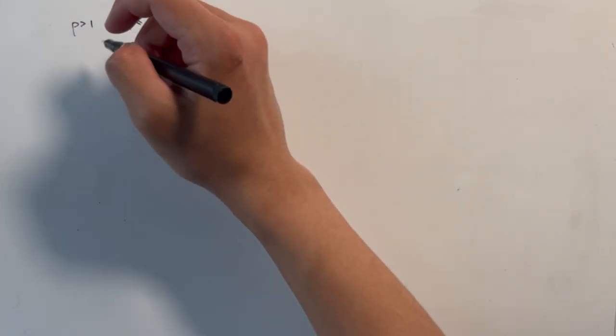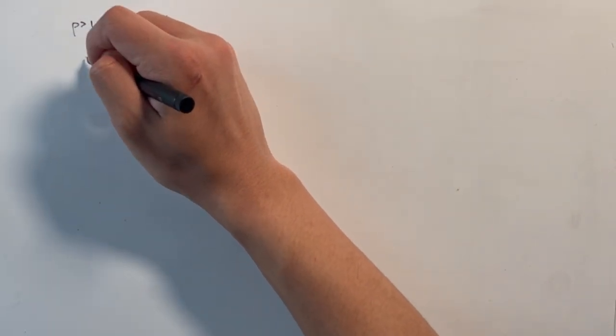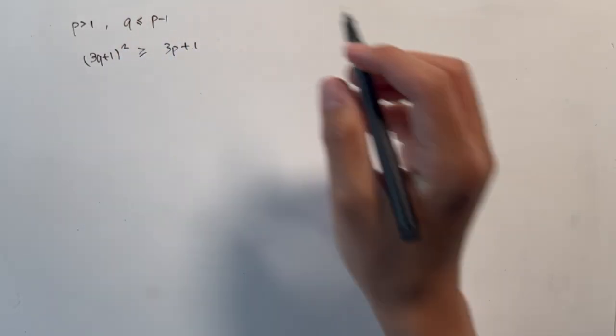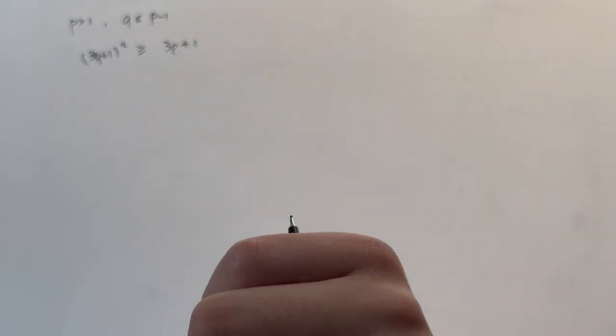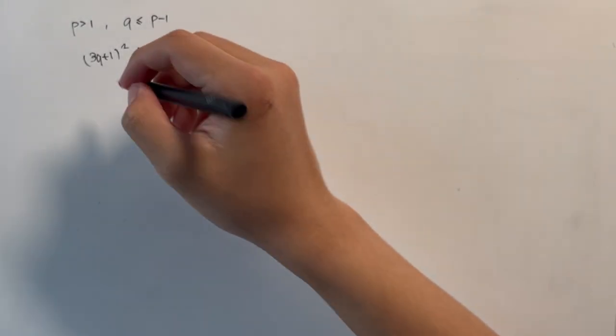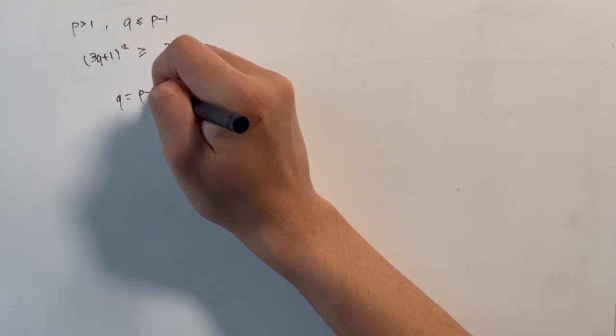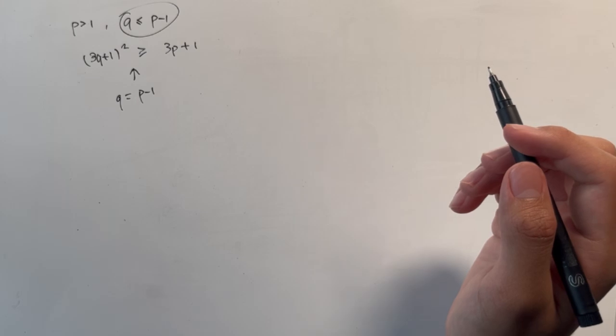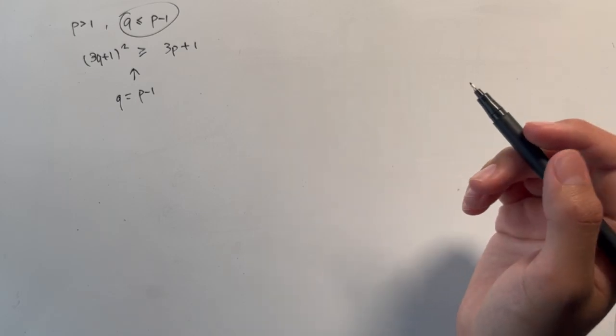And here q is the smallest integer such that (3q plus 1) squared is greater than or equal to 3p plus 1. So this is almost the exact same setup as last time, and the solution is almost the exact same. Last time we said that if we prove that q equals p minus 1 satisfies this, then we can prove what we want. And that's also true for this one, for the same reasons.